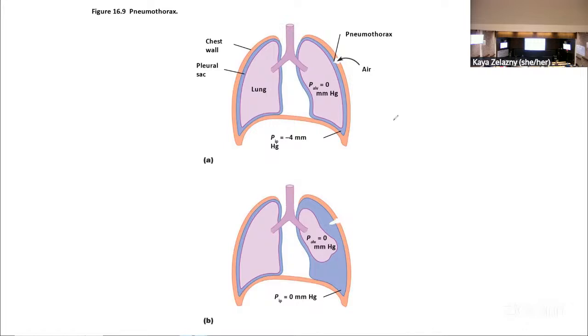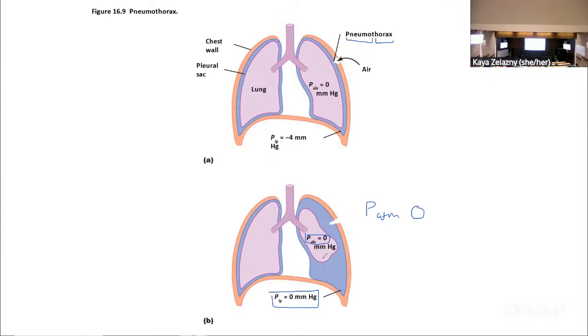So this is a pneumothorax. Pneumo is for air, thorax is for your thorax. In this case, all our pressures have equalized. Atmospheric pressure, we set to 0. Here we can see our intrapleural pressure has come to equilibrium with that atmospheric pressure. We were at rest to begin with, not breathing in or out, so our alveolar pressure was at 0.